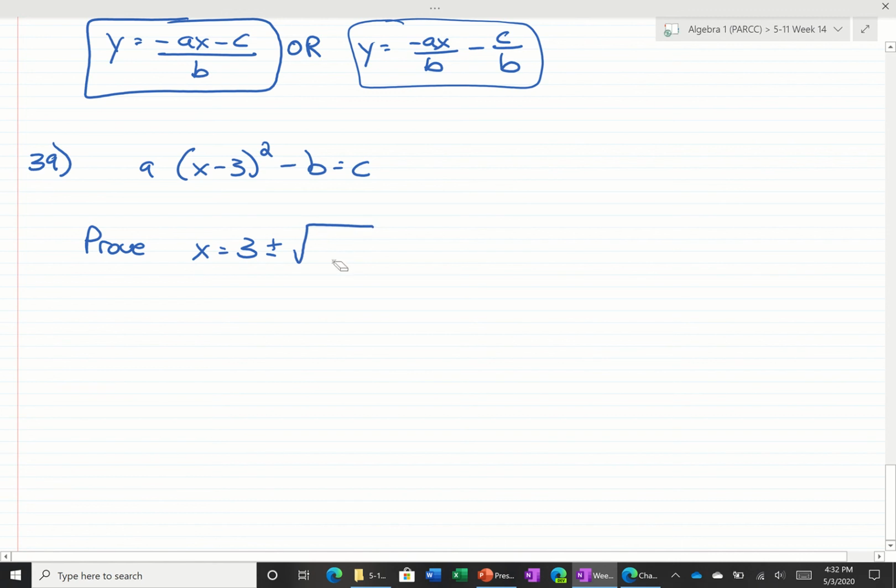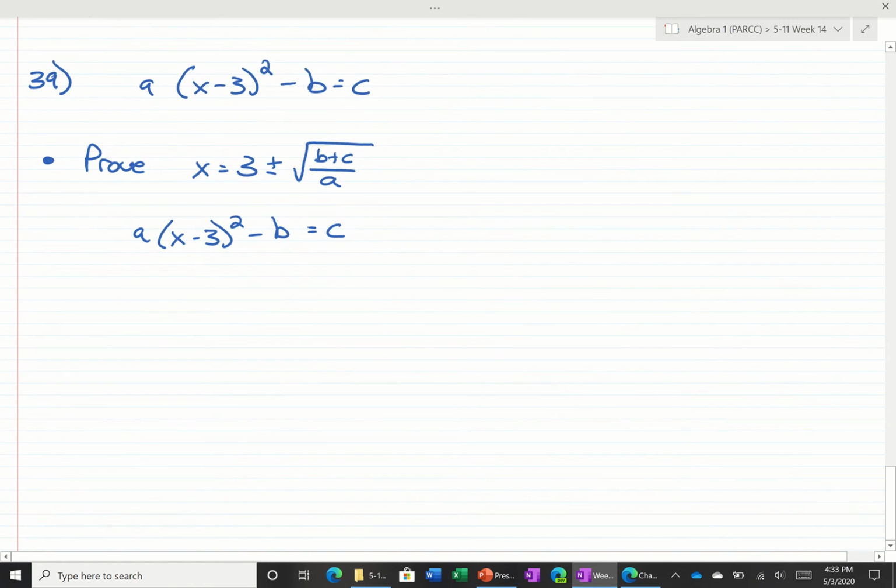of b plus c divided by a. Really what this is asking us to do is get x by itself. So let's do that first. We'll get x by itself. So we have a times (x minus 3) to the second minus b is equal to c. Remember, when we're solving, we go this way. So we want to try to get x by itself.